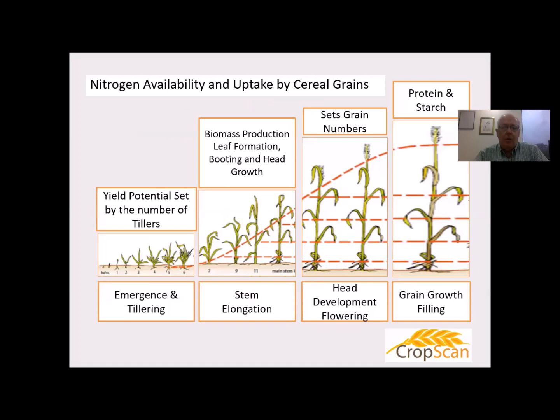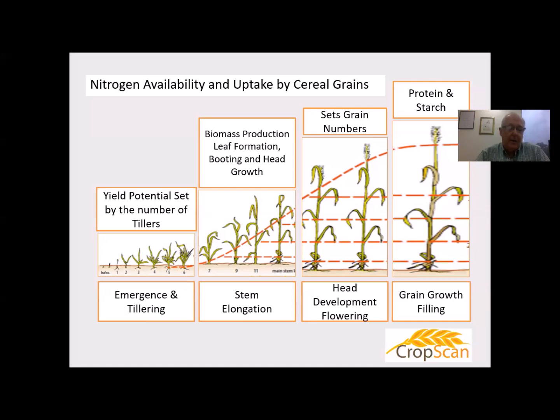So I'd like to start with looking at where nitrogen is available and how it's taken up by a plant during its growth phase. And this kind of plot is something that all farmers should be very well aware of, but for people who are not directly involved in farming, maybe this is something that you haven't come across before.